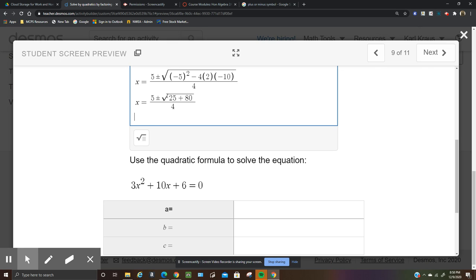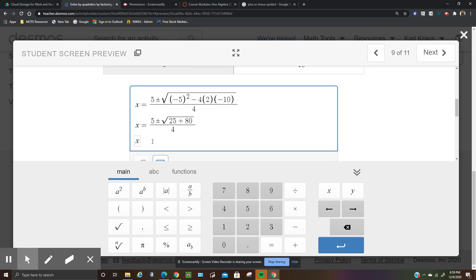And then simplify under the radical here. We're not going to simplify any radicals. You can just leave the number like it is. You used to simplify radicals, but not anymore.